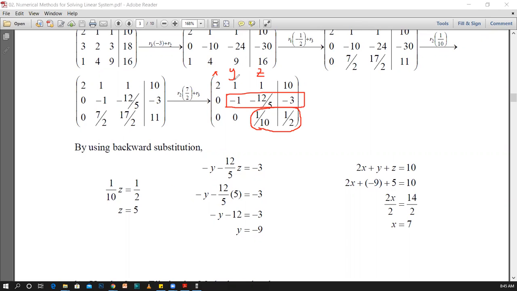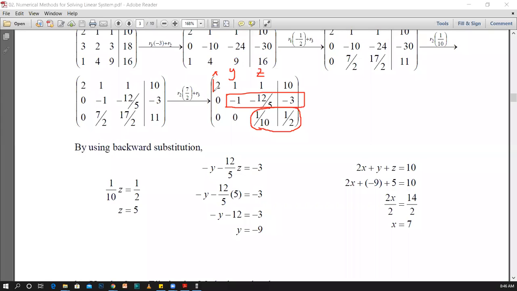Then, since we have only one unknown parameter, we can use the second row to obtain its value. Therefore, what I am getting here is minus 1 times y minus 12 times minus 12 divided by 5 times z is equal to minus 3. Once I substitute the value of z in this equation, I get minus y minus 12 equals minus 3, which gives the value of y equals minus 9.